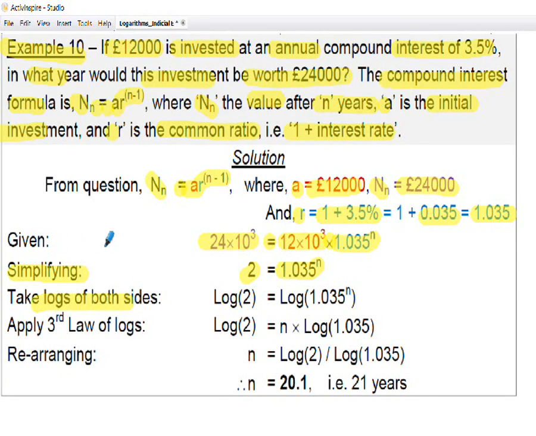If I take logs of both sides of the equation, I get log of 2 on the left is equal to log of 1.035 to the power n on the right. If I apply my third law of logarithms on the right hand side, I get n times the log of 1.035. So I've gone from log a to the n on the previous line to n times log of a, n times log of 1.035. Simply rearranging now, n is equal to log of 2 divided by log of 1.035. That gives me a value of n is equal to 20.1. So 21 years.